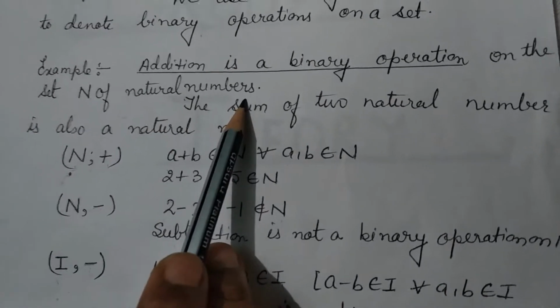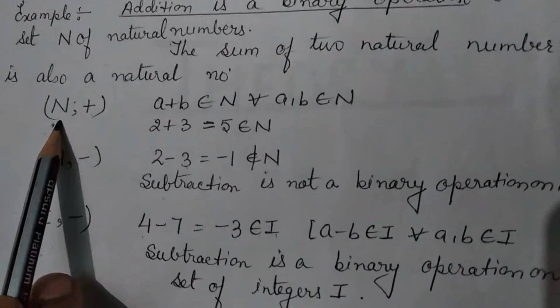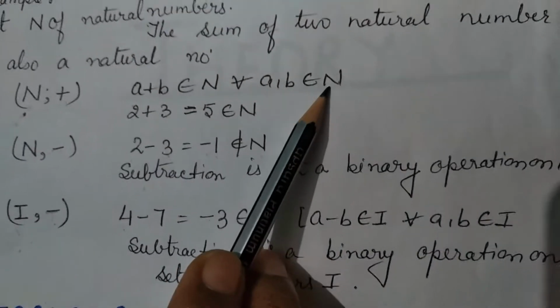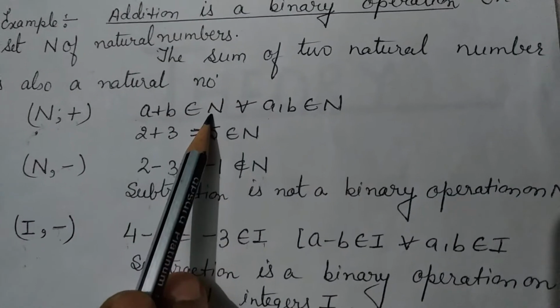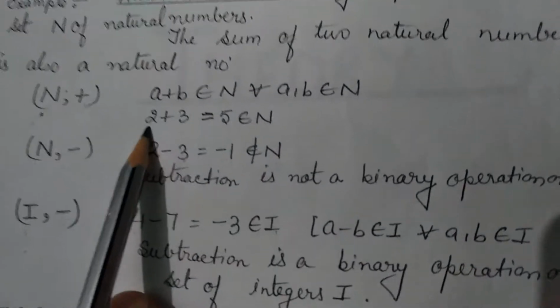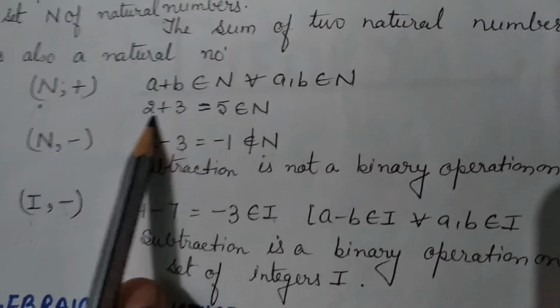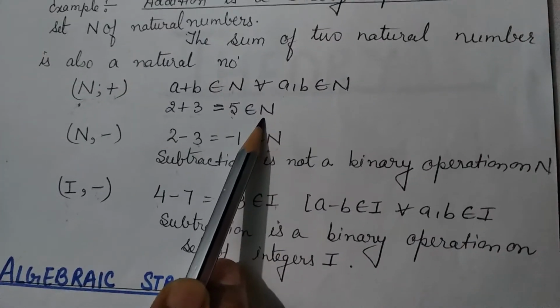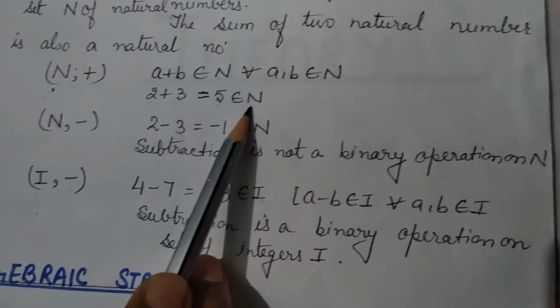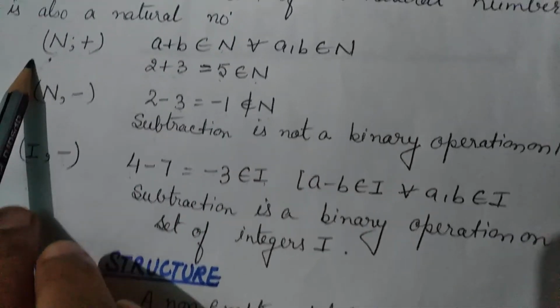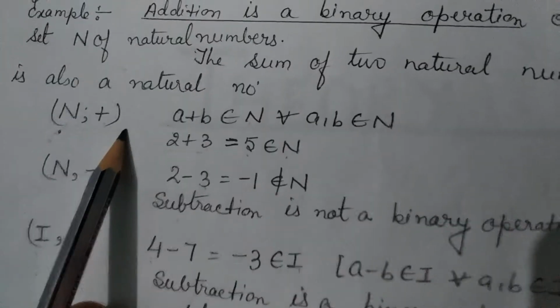Addition is a binary operation on the set N of natural numbers. So here the natural numbers are taken with addition. For all a, b belonging to N, a plus b belongs to N. So if two elements are taken here, 2 belongs to N, 3 belongs to N. When we add these, the result is 5 and 5 also belongs to N. The sum of two natural numbers is also a natural number. So addition is a binary operation on the set of natural numbers.